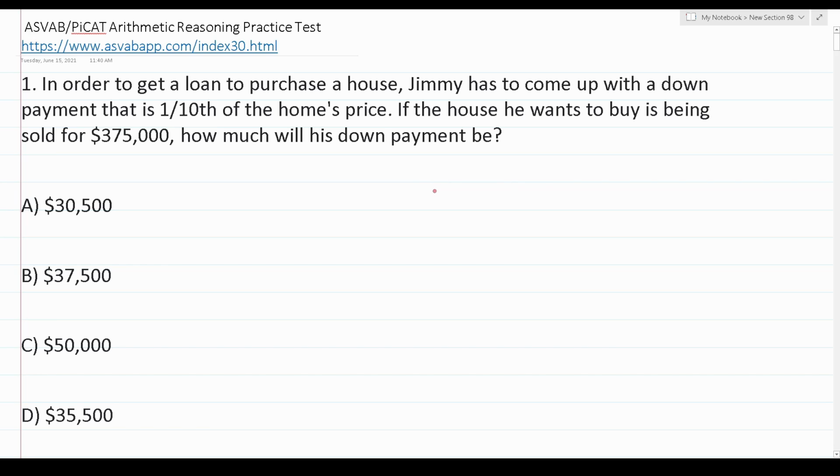In today's video, I'm going to be working out the practice questions from the Arithmetic Reasoning Subtest of the 9th full-length practice test on my website.